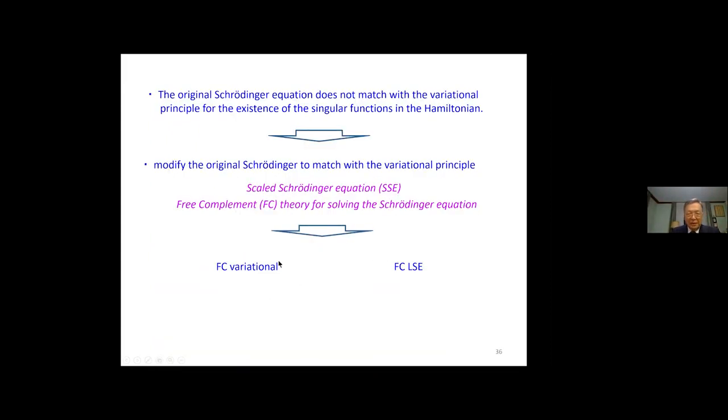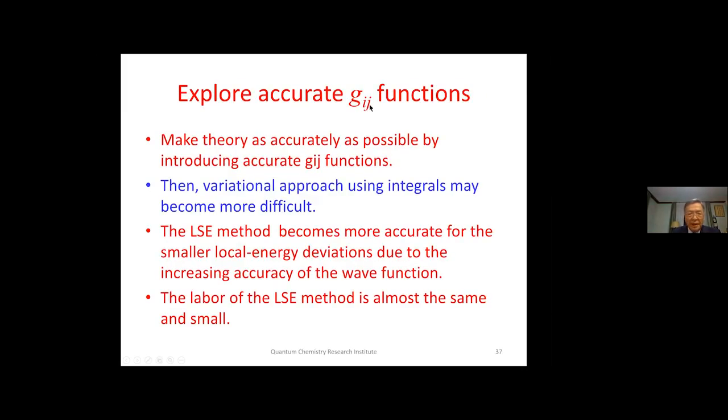And so we have the free component variation approach. Then next week, we want to explain the free component LSC approach. I want to explore accurate GIJ functions in order to make the theory as accurate as possible by introducing accurate GIJ functions.